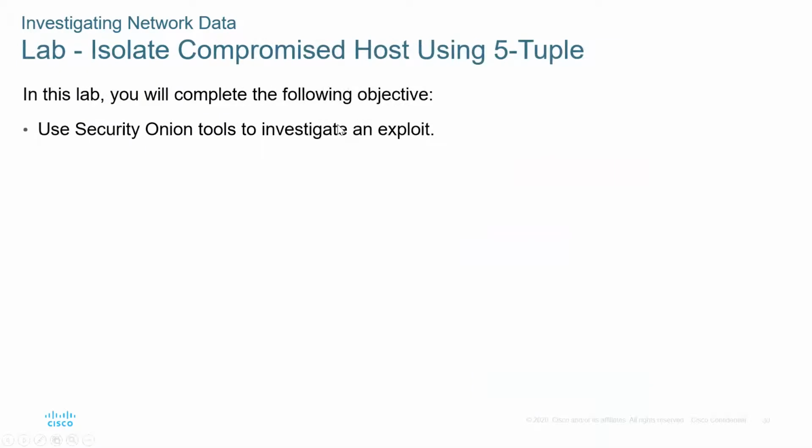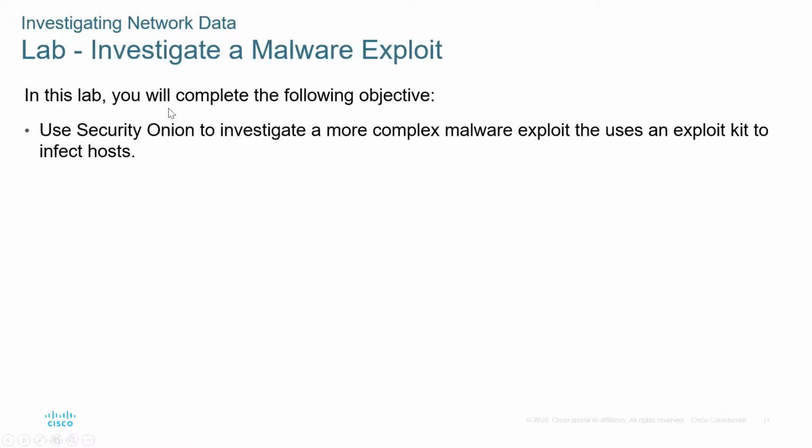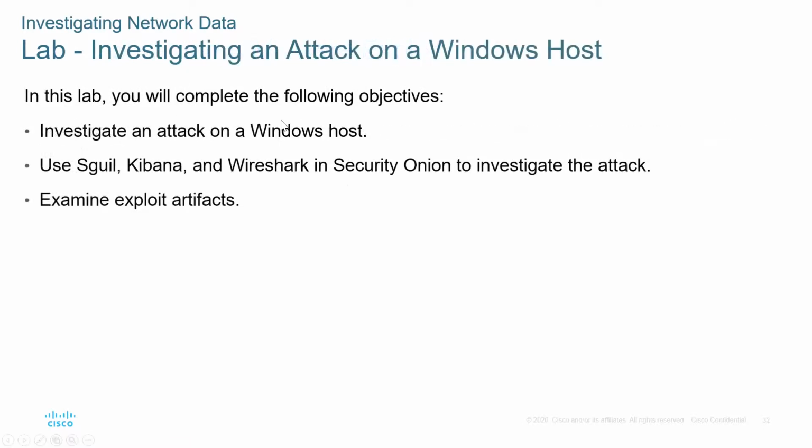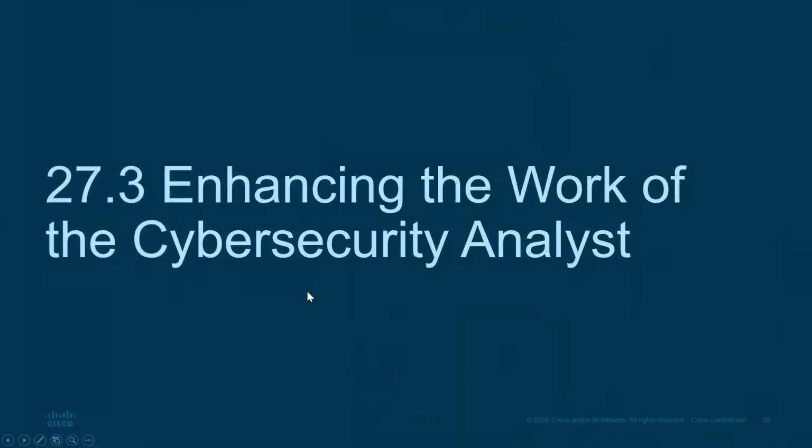And last but not least, you're going to go through a lab that will help you isolate a compromised host using the 5-tuples that you guys have learned. Remember, the 5-tuples are your source and destination address. You're going to have your source and destination port, as well as your IPv4 or IPv6 indicator. These last 2 labs you won't be doing inside of here.